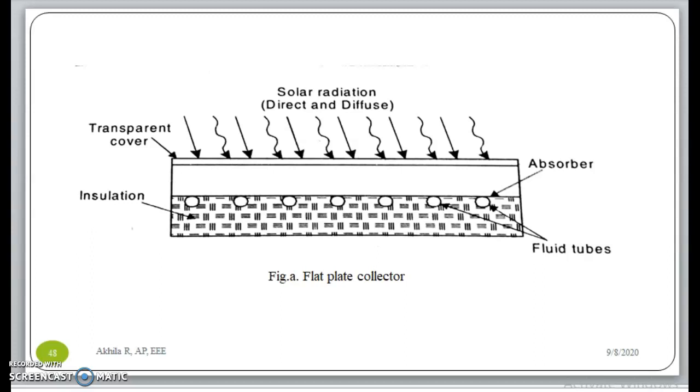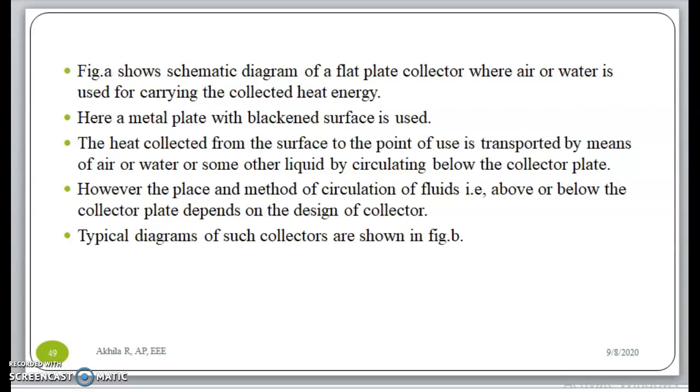Absorber plate, fluid tubes, then you have a transparent cover, and this is insulated as well, and the solar radiation, both direct and diffuse, is coming in. In operation, it shows a schematic diagram of an FPC where air or water is used for carrying the collected heat energy. The metal plate with blackened surface is used, and the heat collected from the surface to the point of use is transported by means of air or water circulating below the collector plate. The place and method of circulation of fluids depends on the design of the collector. The typical diagrams are shown in figure B.